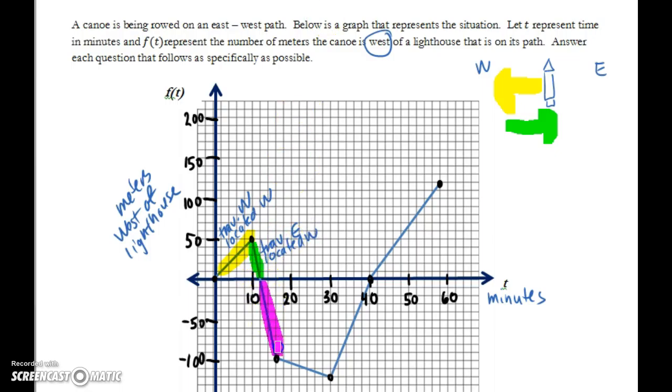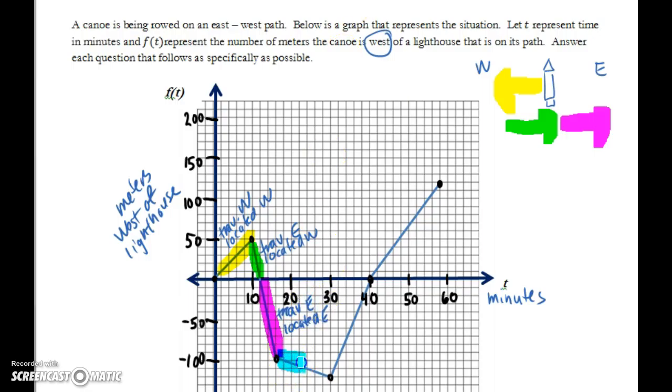Now our next chunk here in purple, it's still going in the same direction. The slope is still negative. The y values are negative down here as well. So it's negative 50 meters west of the lighthouse. Negative west is essentially east. So it's continuing to travel in the same direction, but now it's located on the east side of the lighthouse, and it's still traveling east. So traveling east, located east.